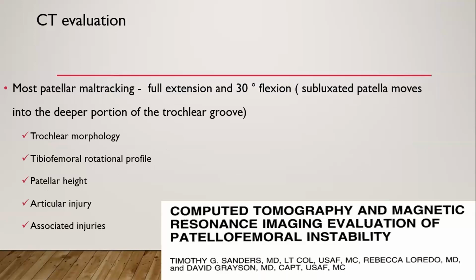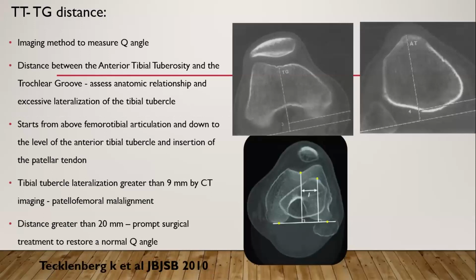Coming to CT evaluation, most of the patellar maltracking occurs between full extension and 30 degrees of flexion, so that the subluxed patella moves into the deeper portion of the trochlear groove. So CT evaluation gives an idea about trochlear morphology, tibiofemoral rotational profile, patellar height, articular injury, and associated injuries.